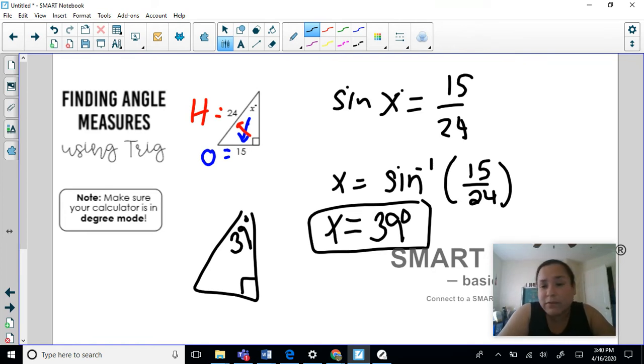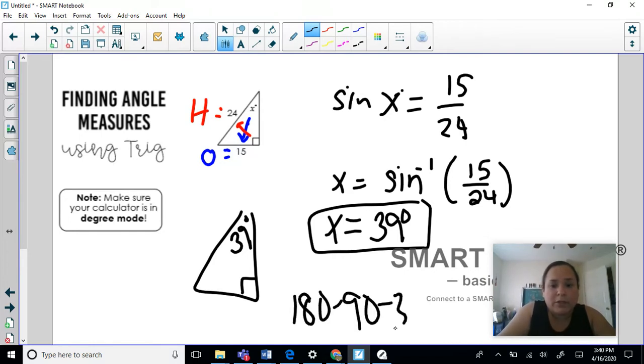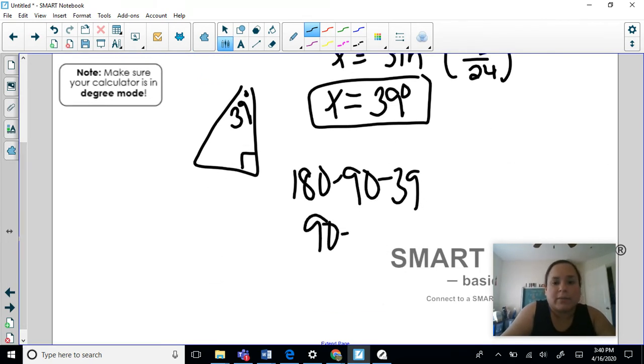All right, and if we wanted to find the third angle, we would just have to remember that the sum of the angles in a triangle add up to 180. So we would subtract 180 minus 90 minus 39, or we could just easily subtract 90 minus 39, and that would give us the third angle, which would be 51. So that would mean that this angle would be 51. Okay, just a little side note there.